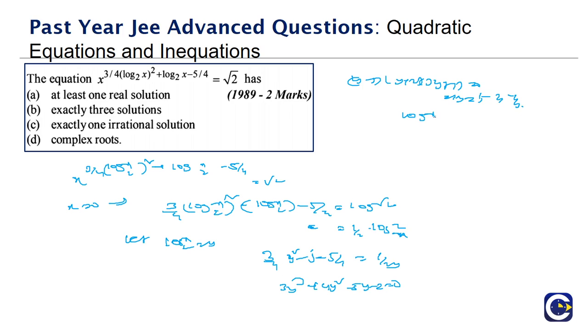So log₂x is equal to 1, −2, −1/3, which implies x is equal to 2, 2^(−2), 2^(−1/3). So x is equal to 2, 1/4, (1/2)^(1/3). So the answers for this question are: at least one irrational, exactly 3 solutions, at least one real solution. So the answer is A, B, C. Moving on to the next question.